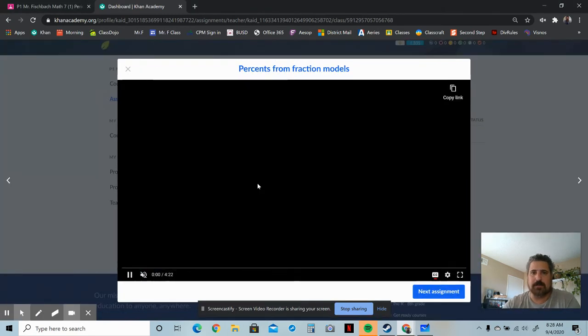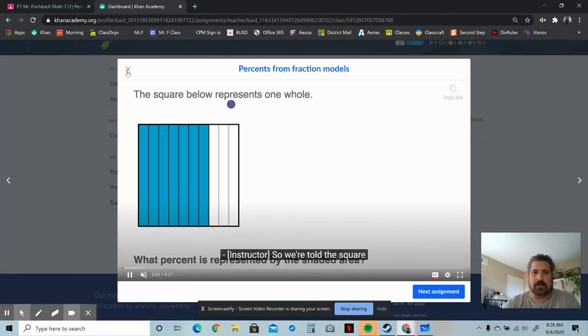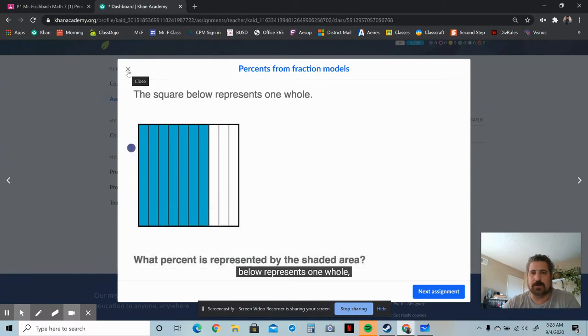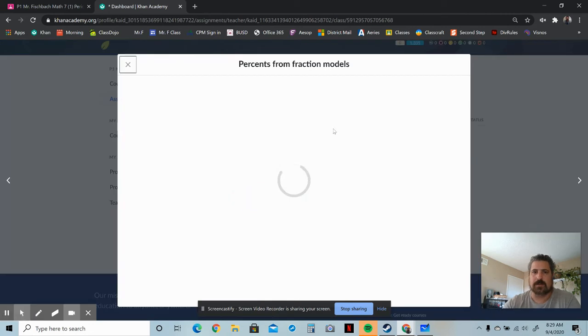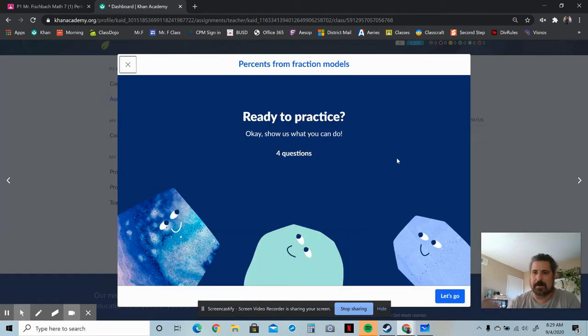If you click on percent from fraction models, there's the video that you can watch from Khan to go over this for you. And if you wanted to go to the actual assignment, it's the starred one. So let's go to that and see how that looks. Okay, I'm just going to do it like I'm a student.